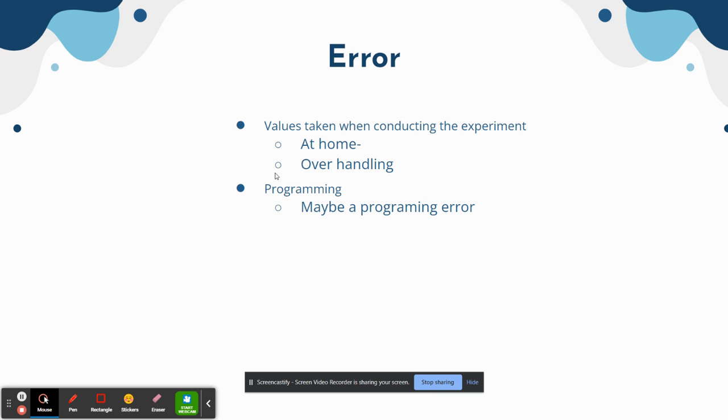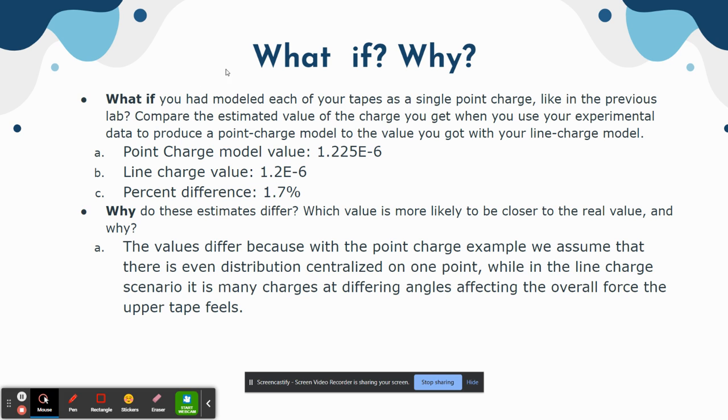This error could be due to me finding these values at home because I was sick, and overhandling of the tape. There may have also been a programming error which led to the electric force being greater than expected. To compare the point charge and line values, there was a percent difference of 1.7.